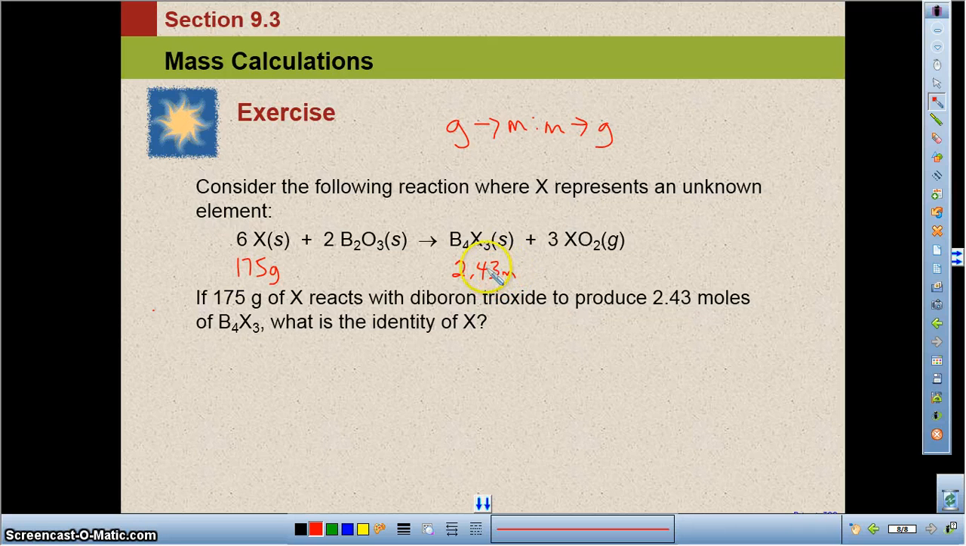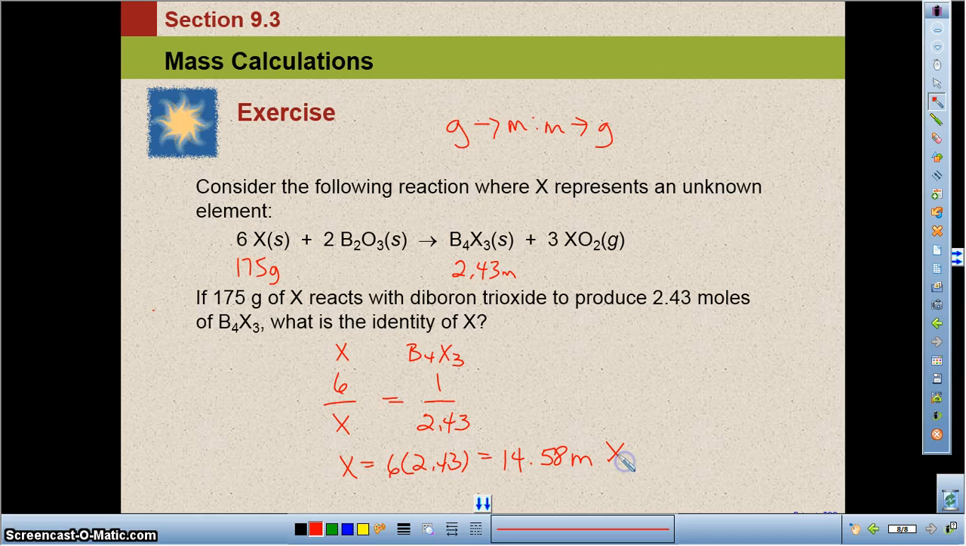So let's go backward. Let's start with moles and go backward to find out what X is. From the balanced reaction again, we have X and we have B4X3. The balanced reaction tells us that it should react 6 to 1. There's a 1 in front here. The problem tells us that we produced 2.43 moles. So let's go backward and find out how many moles of X that is. So if we cross multiply, X equals 6 times 2.43. 2.43 times 6 is 14.58 moles of X.